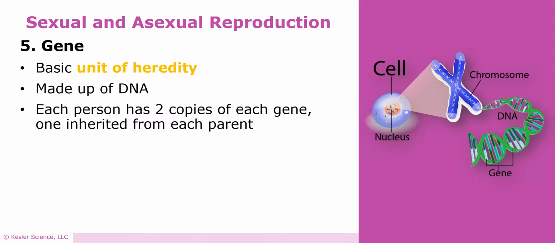DNA can be broken into little sections called genes. This is the basic unit of heredity. It's made up of DNA. Everybody has two copies of genes, one from each parent.